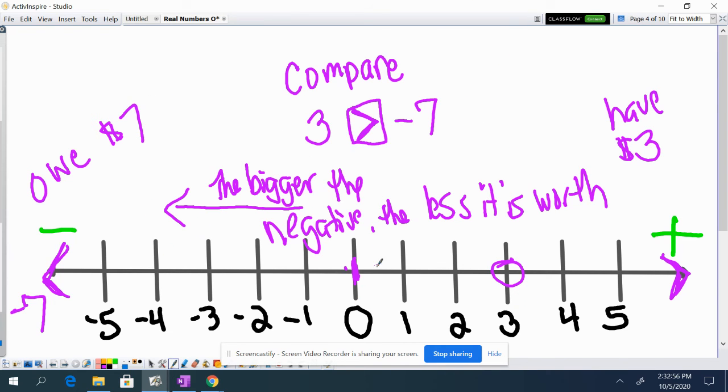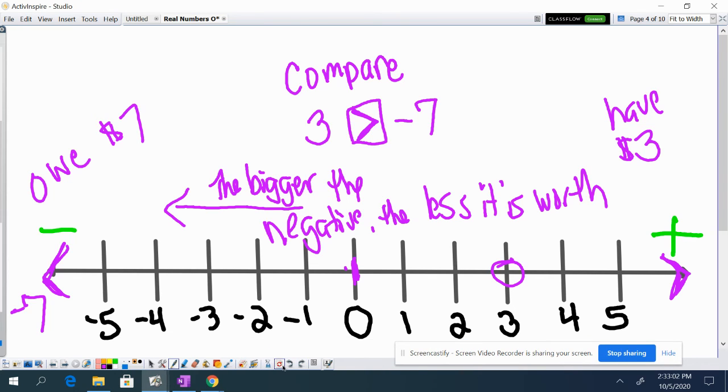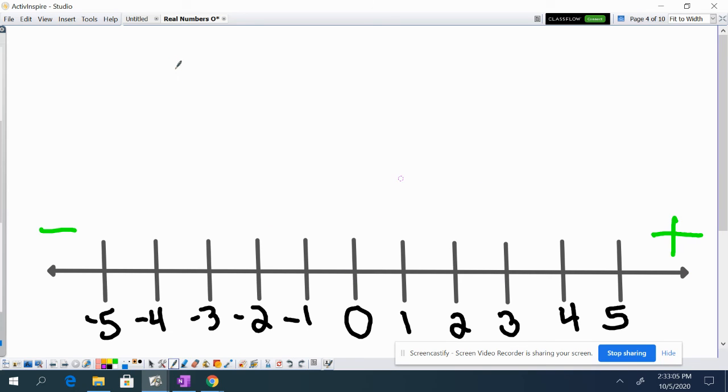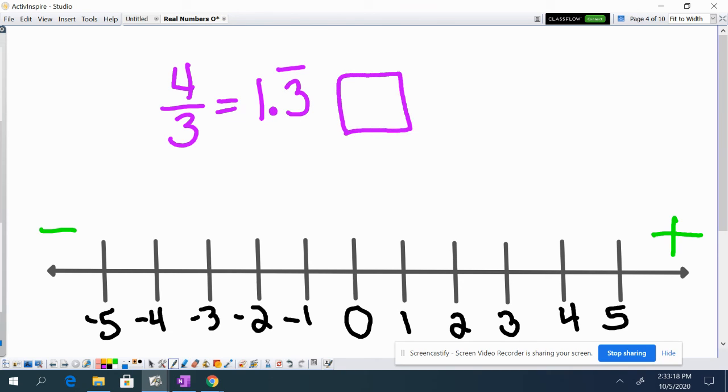So if you're struggling, like I said, put it on the number line. So take your 4 over 3. You have to divide it first, and that's going to equal 1.3 repeating. And I want to compare it to 4 over 2, which equals 2. My 2 is here, and I have 1 and something there. Well, the 2 is bigger, right? So if you're not sure, put it on the number line.